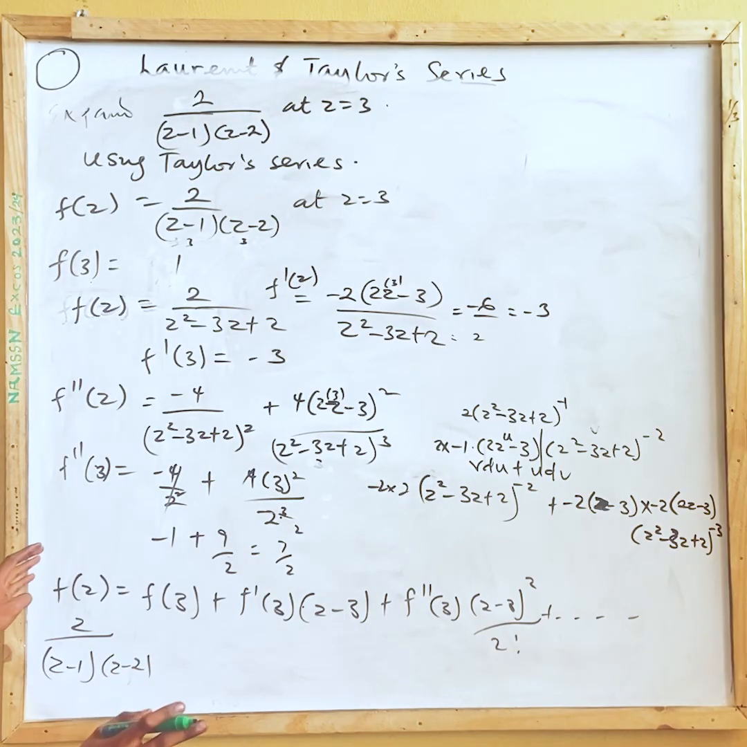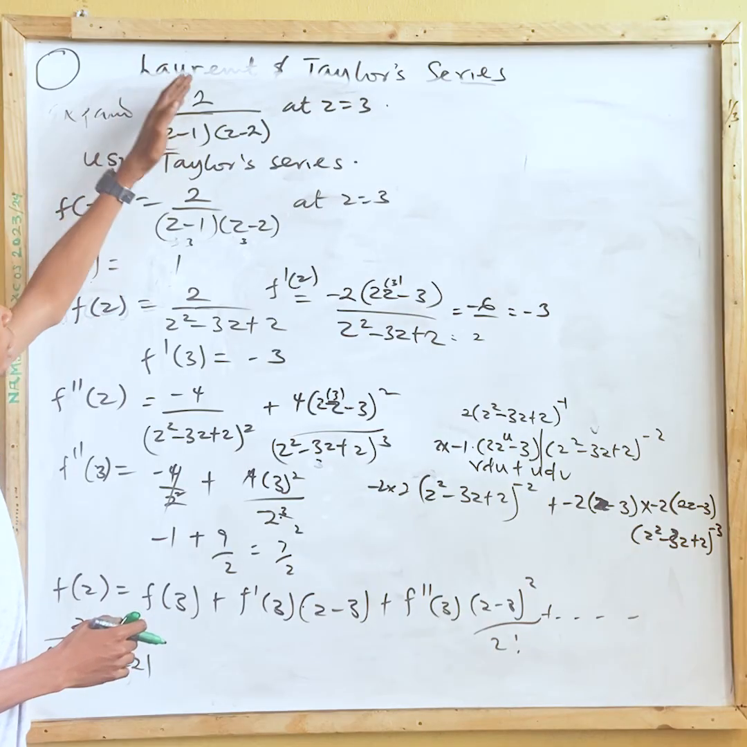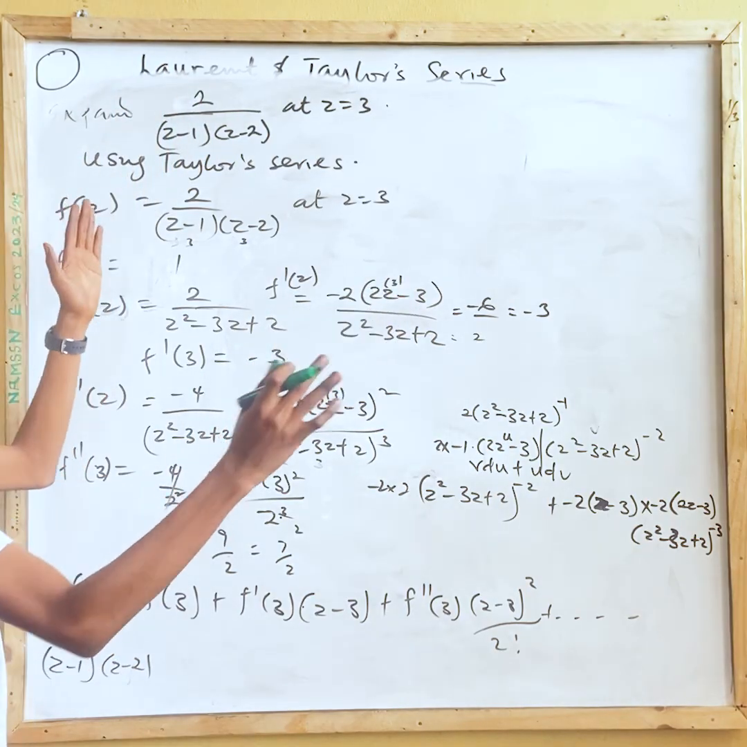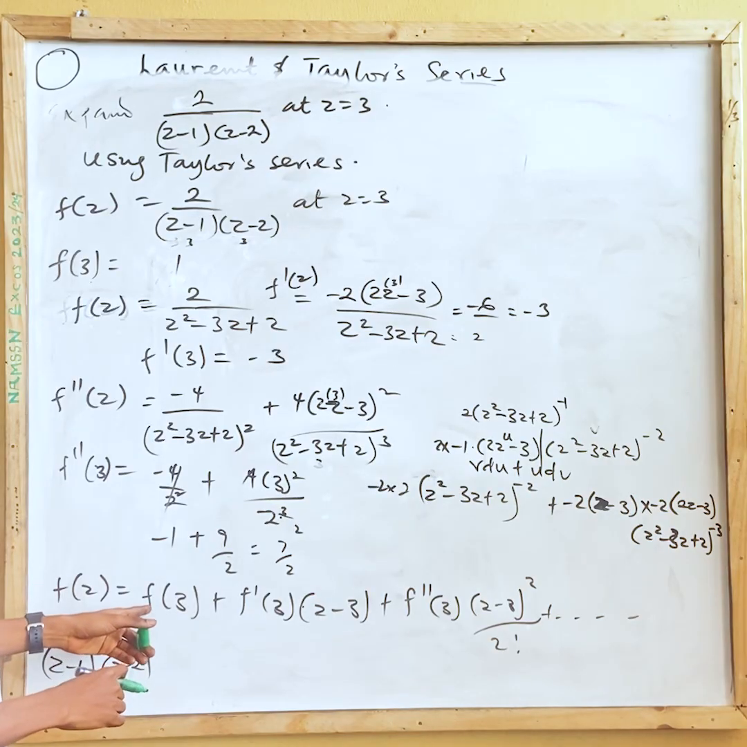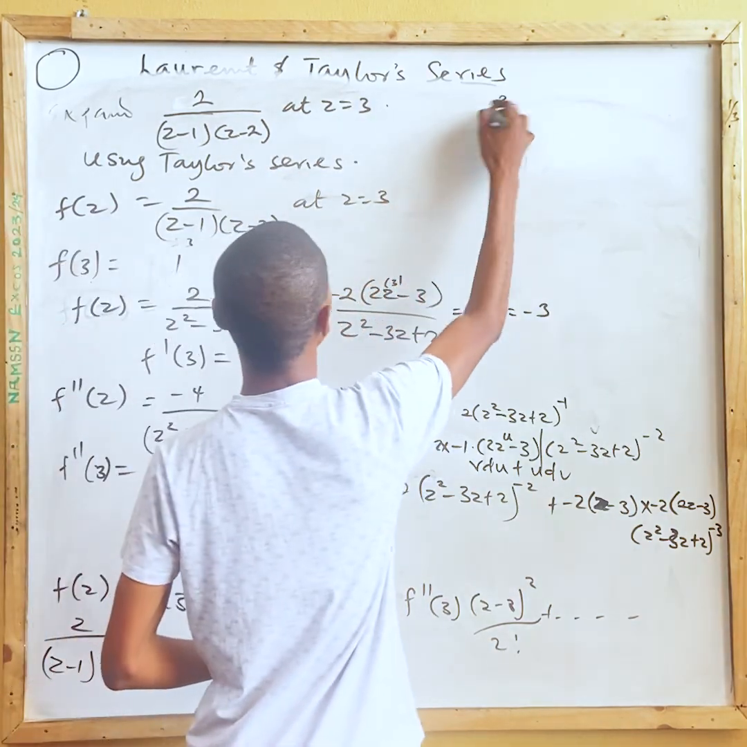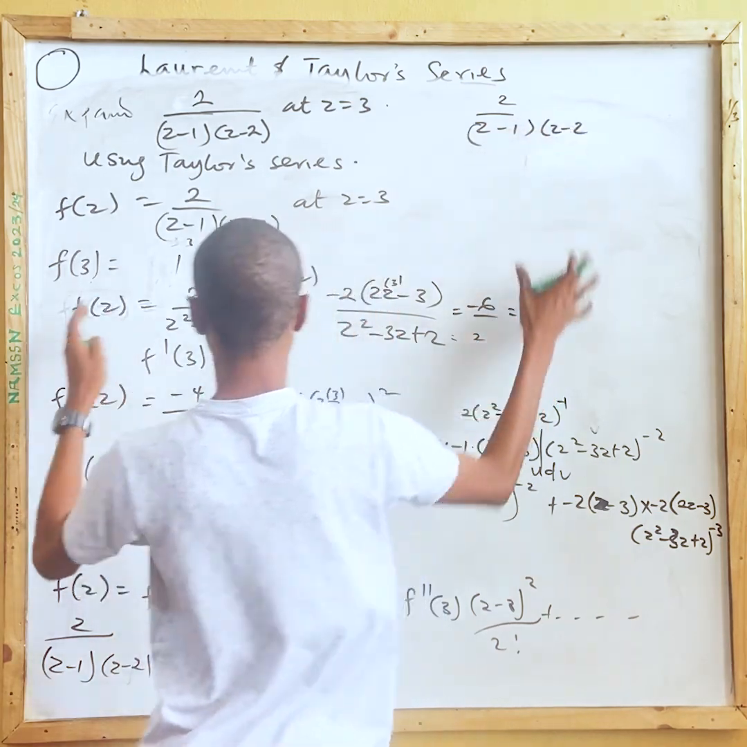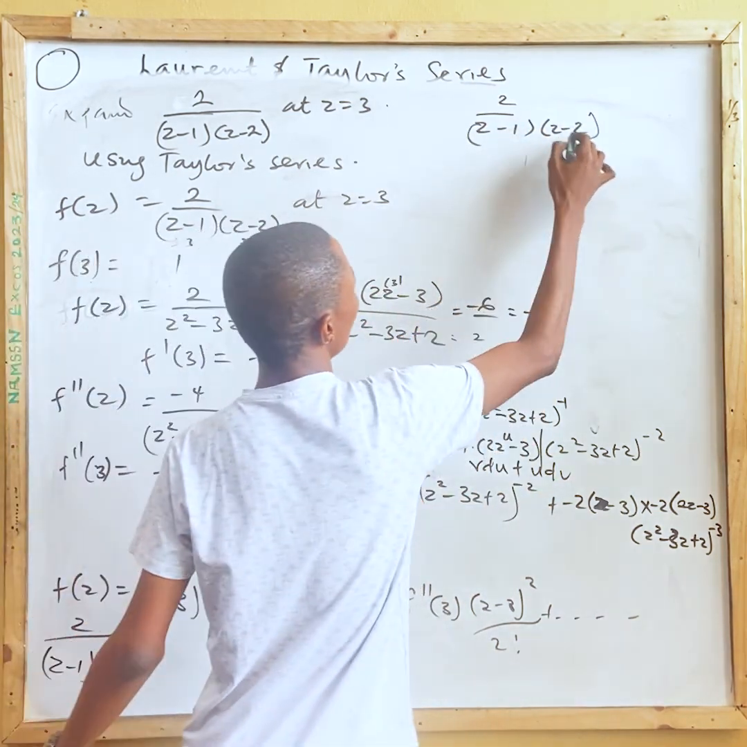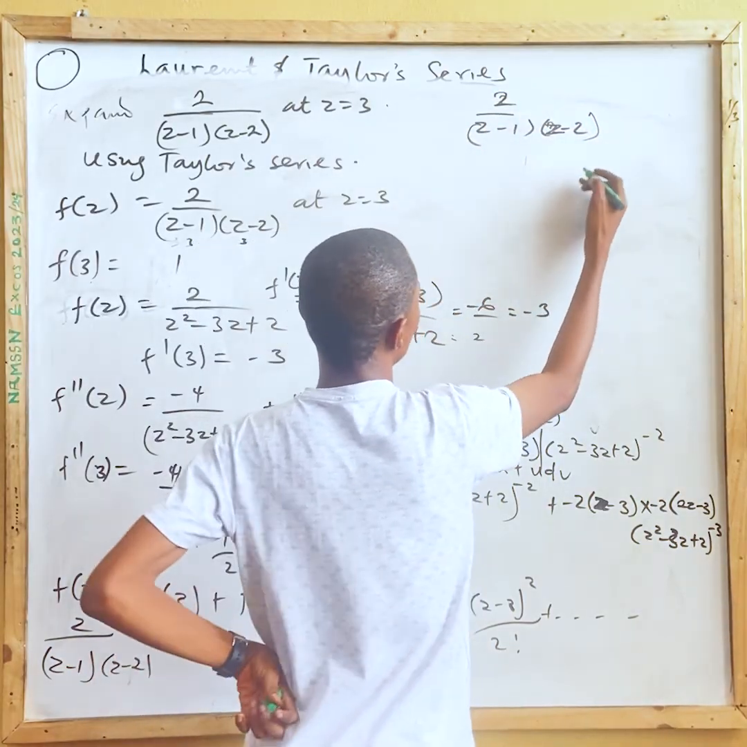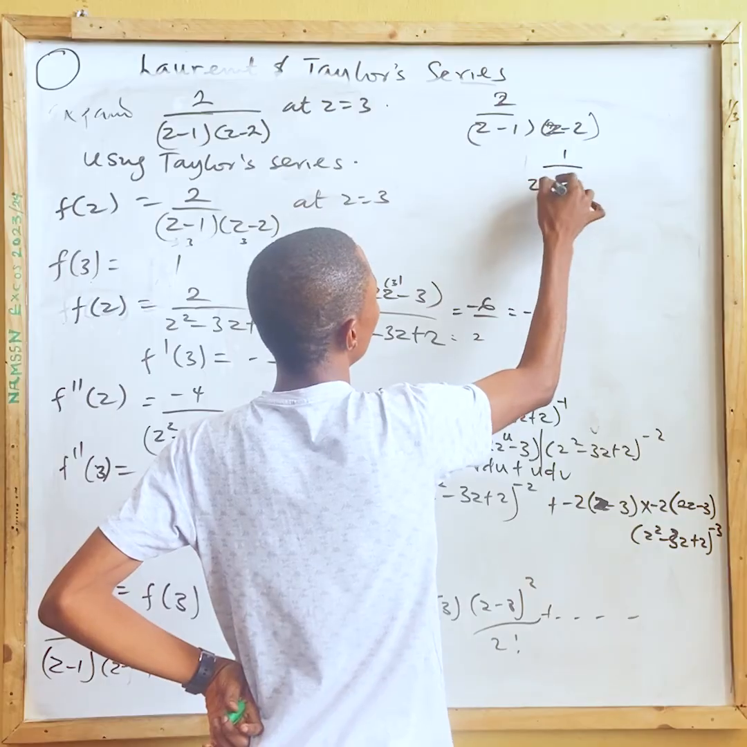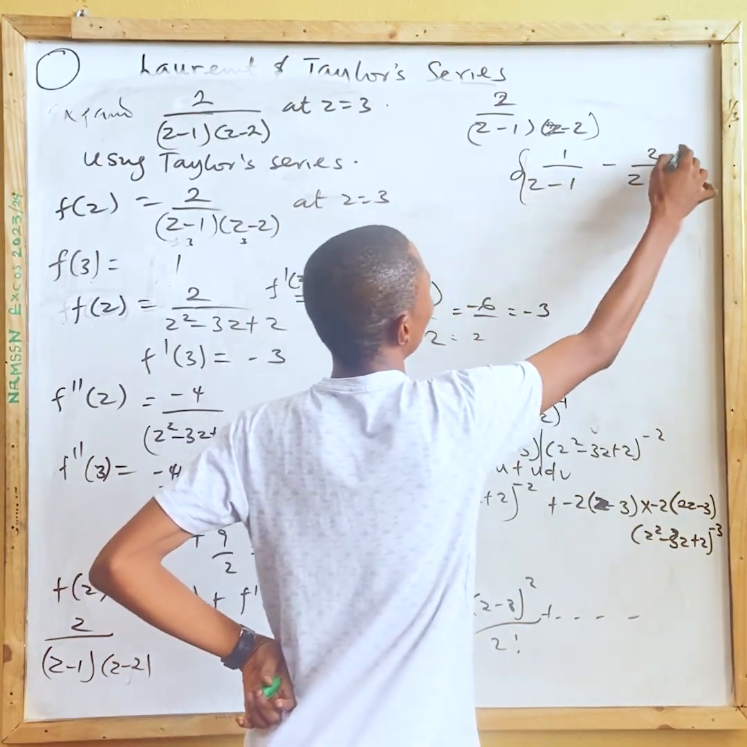Another way of doing it, if you don't want it to be complicated, is that you resolve this one into partial fraction. If you resolve it into partial fraction, you have two separate fractions. Then you will be differentiating them one by one. So what I'm saying is that you are having 2 over z minus 1, z minus 2. If you don't want to go into this long process, resolve this one into partial fraction. So if you resolve it into partial fraction, let's assume you get 1 over z minus 1 minus 2 over z minus 2, for example. These are your functions of z.